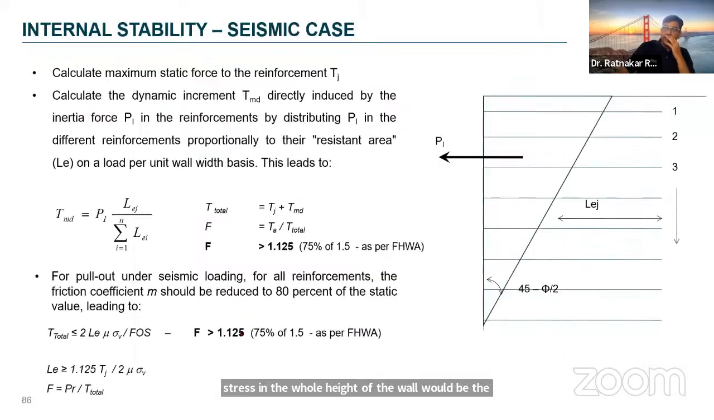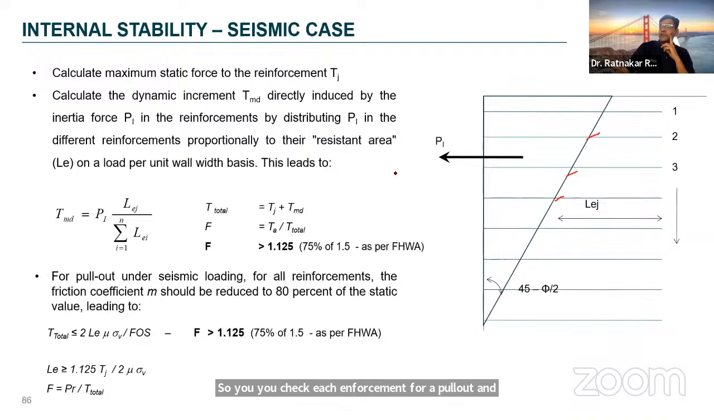Apart from this, when you go for internal stability, for example, let's look at a failure wedge at 45 minus phi by 2, you have different reinforcements that are getting cut. So you check each reinforcement for pullout and rupture.